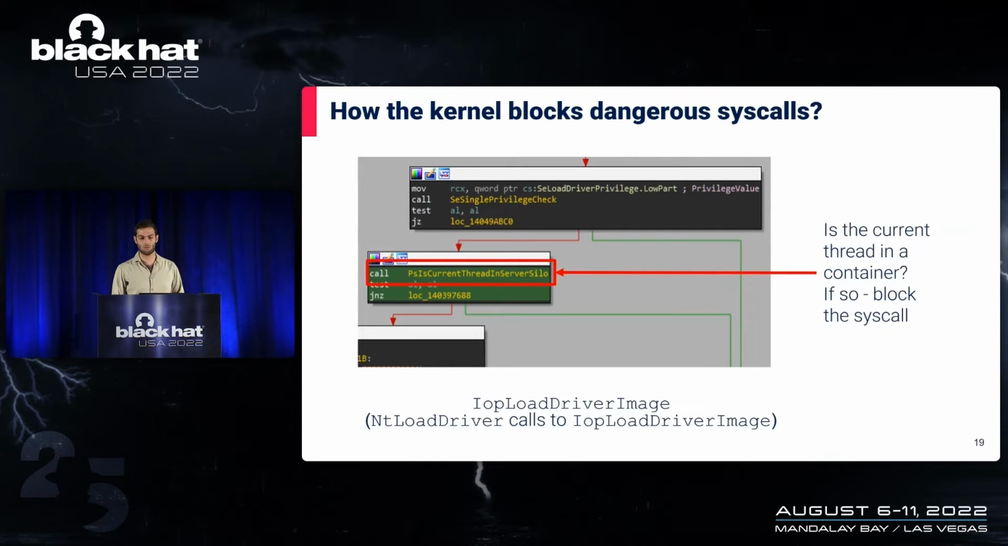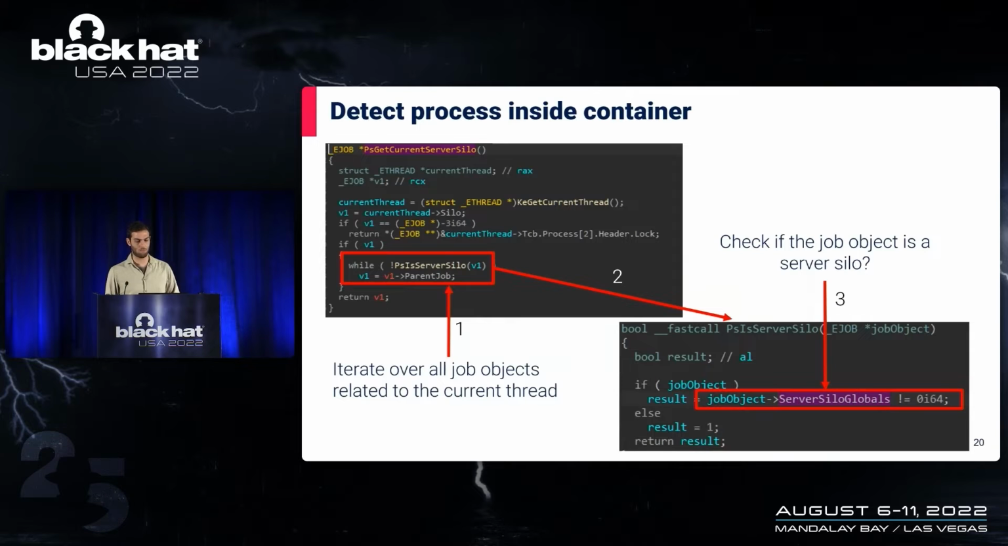So if it was possible to load a driver directly from the container, it could not be that isolated, and the container could escape. So some validations were added to the kernel to check if the context of the thread that did the syscall is inside of the container, it will block the request and won't load the driver, as you can see here in the screenshot. So let's deep dive into this mechanism.